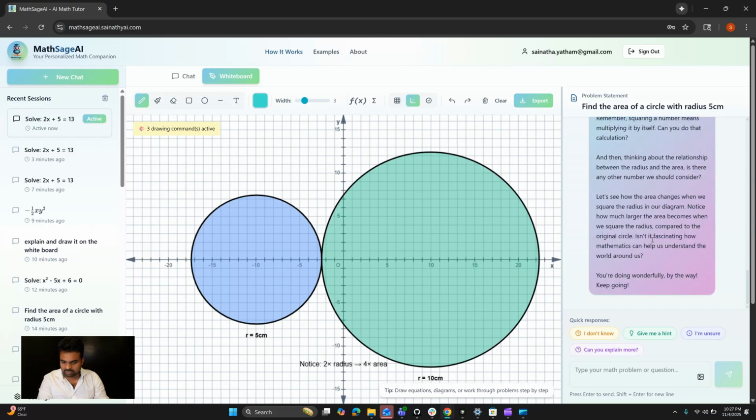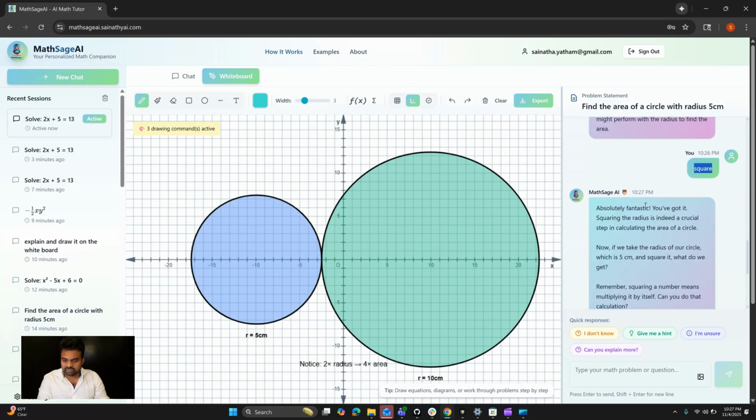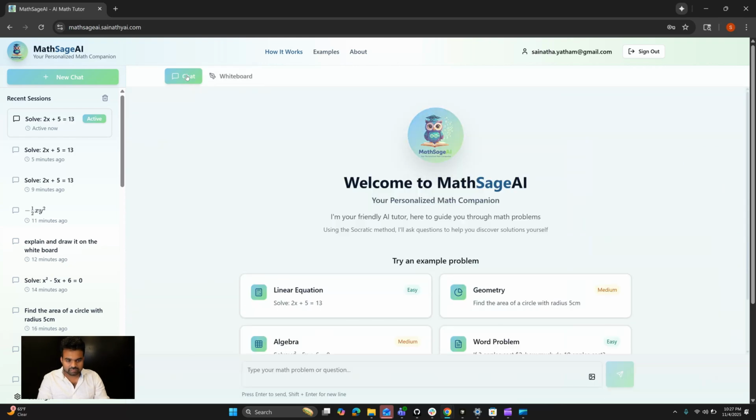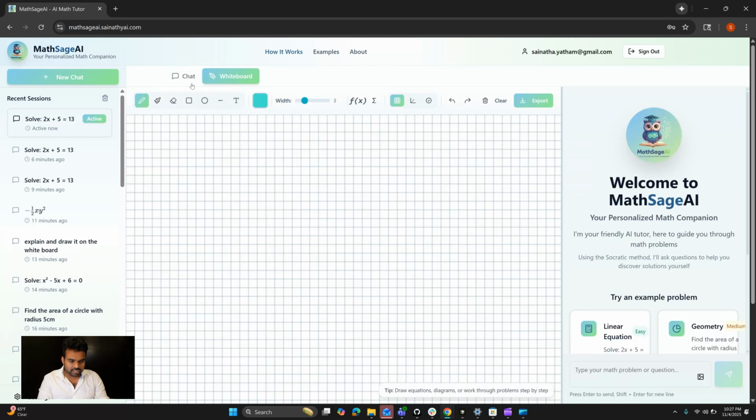Okay. So doing wonderfully, by the way. Keep going. Absolutely fantastic. So it's very encouraging. It lets you do that. So that's how you learn geometry. We'll add more shapes as needed.